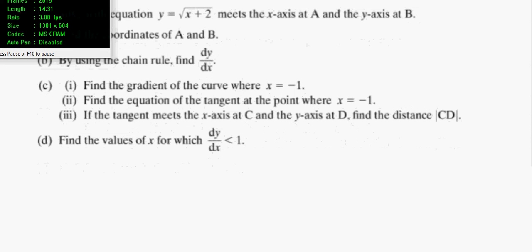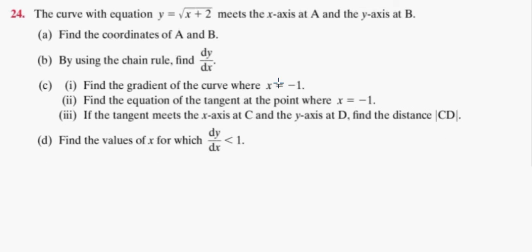Alright. So what we're hoping you remember is that when any line or curve crosses the x-axis, the y value is guaranteed to be 0. And when any line crosses the y-axis, the x value is guaranteed to be 0. Okay?